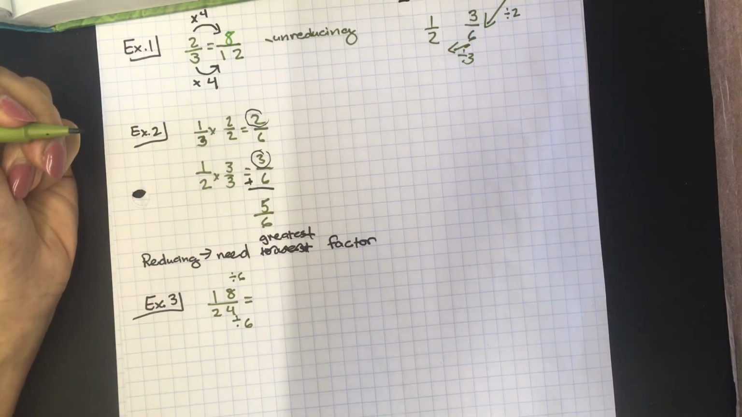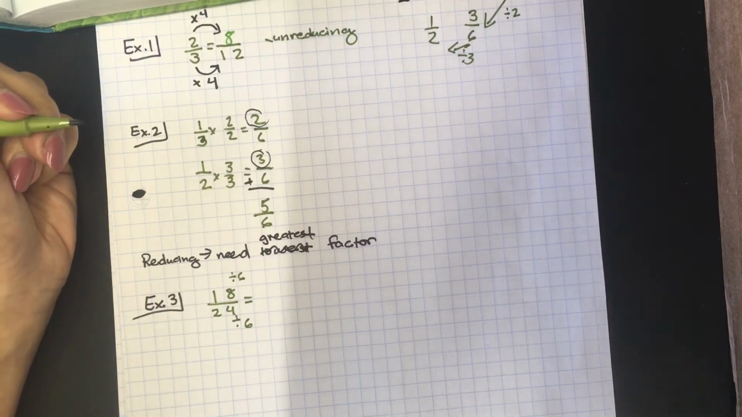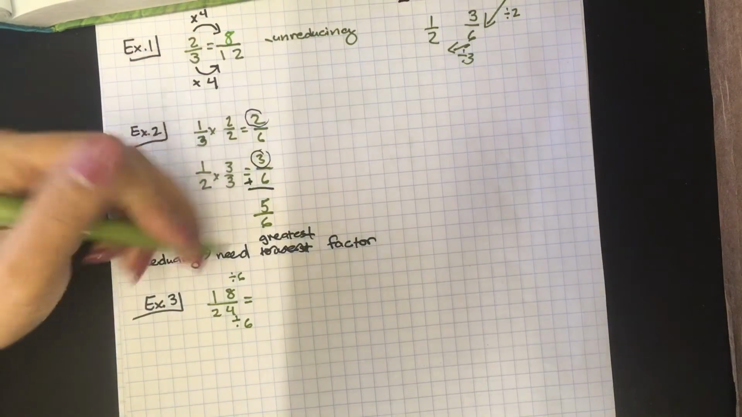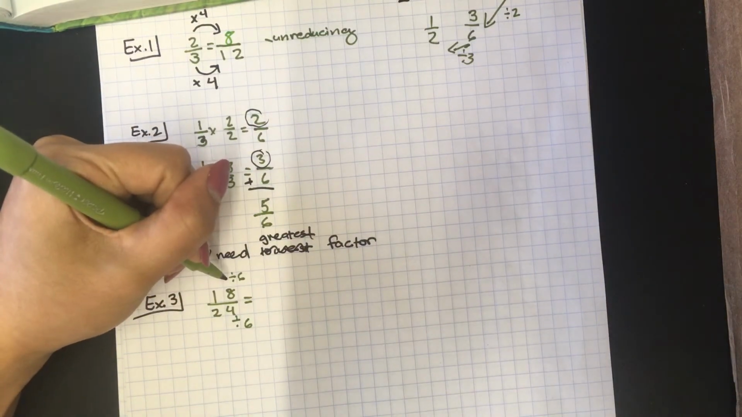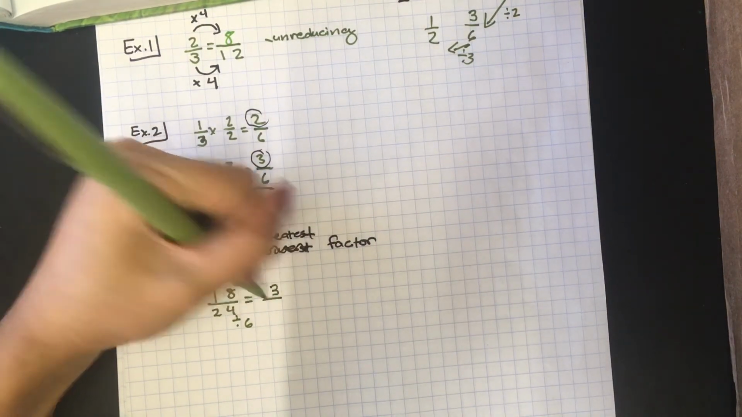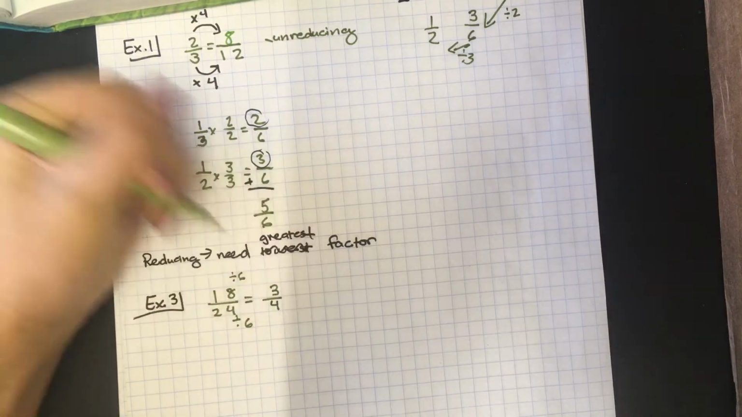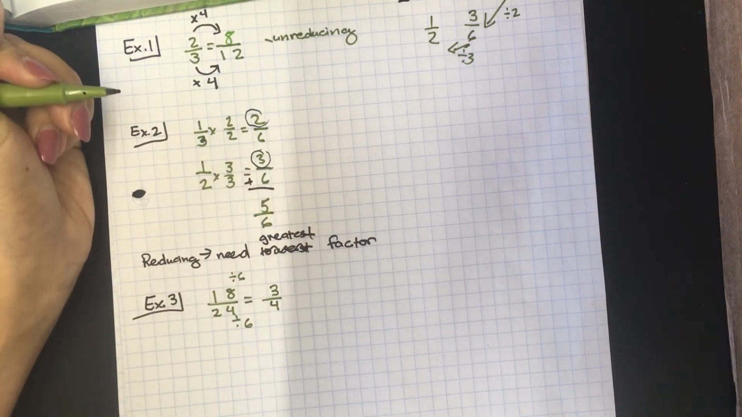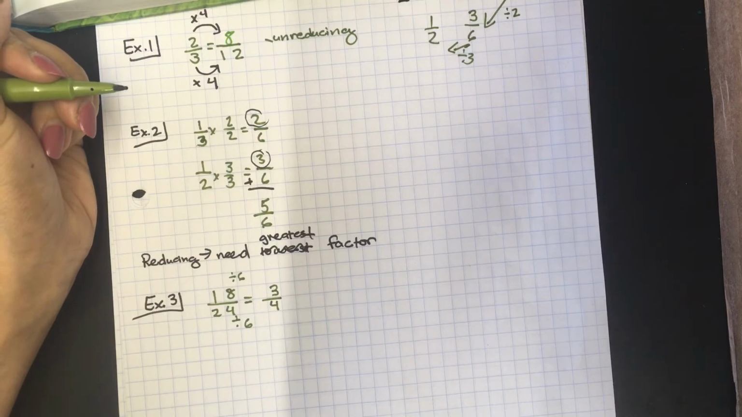All right, you guys should have gotten 6. 6 is going to be our greatest common factor. So 18 divided by 6 is going to be 3, and 24 divided by 6 is going to be 4. So for example 3, it would have been 3/4.